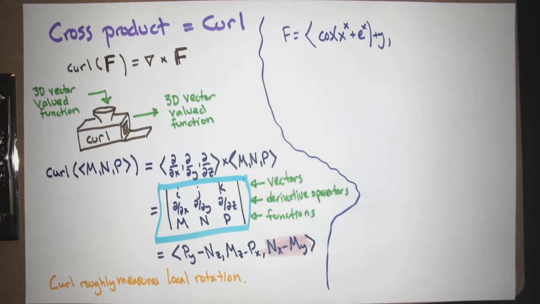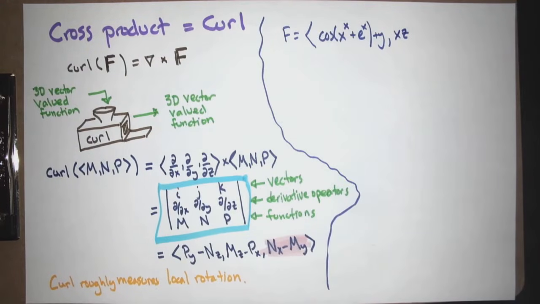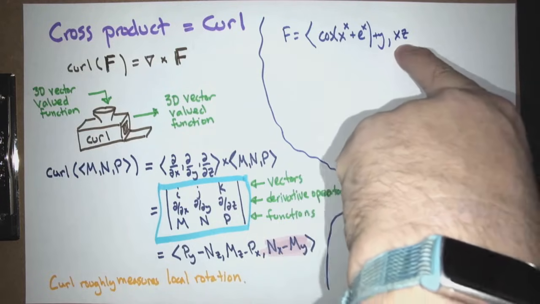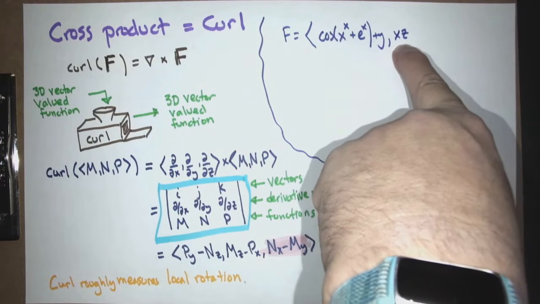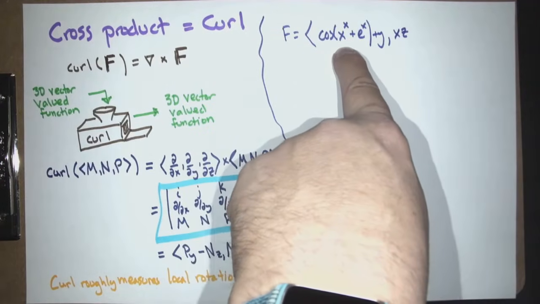7y to the third plus xz. Okay, plus xz. Now you might say, why didn't you take the 7y to the third? Well, what's going to happen with that 7y to the third? It's going to go away. Anything which only depends on y in the y slot will disappear, just like anything that depends just on x in the x slot disappears.